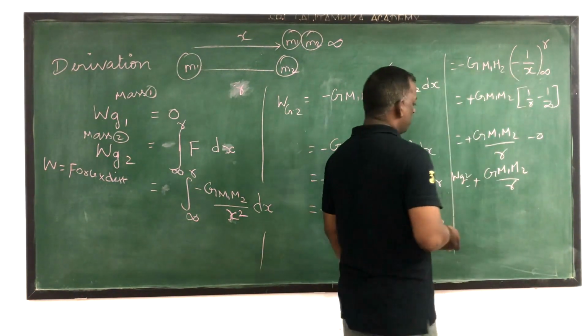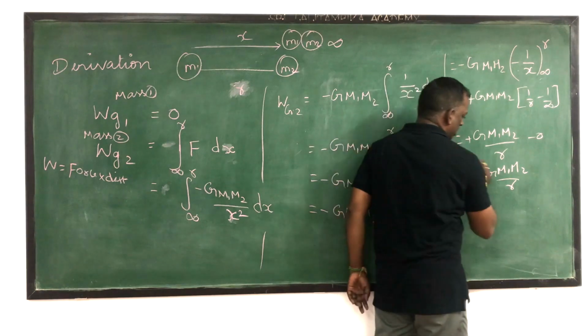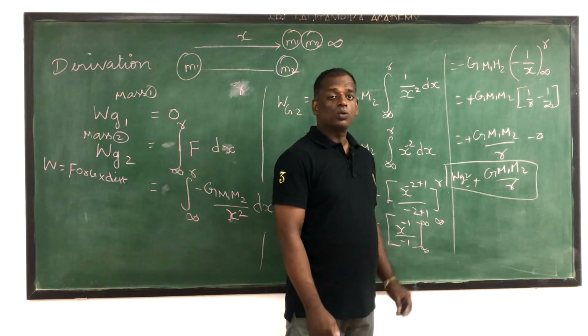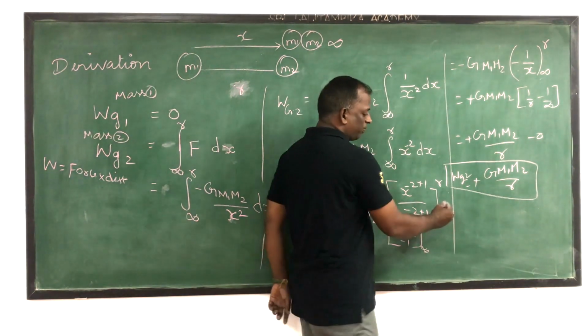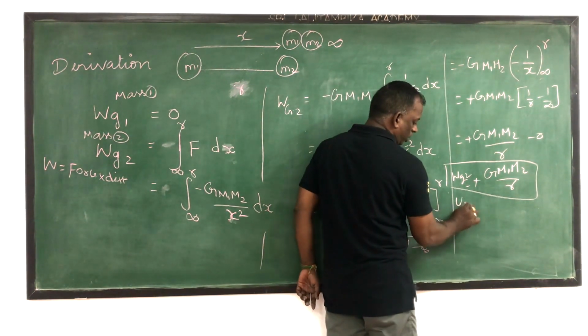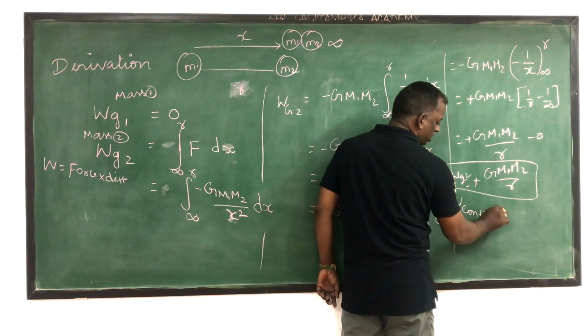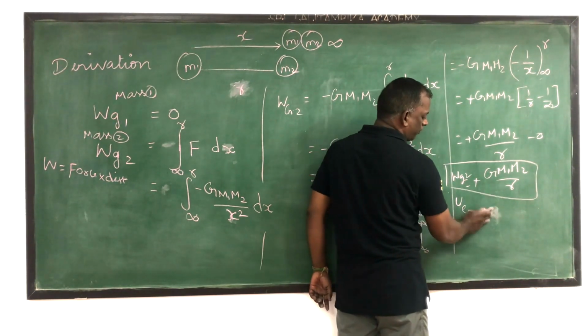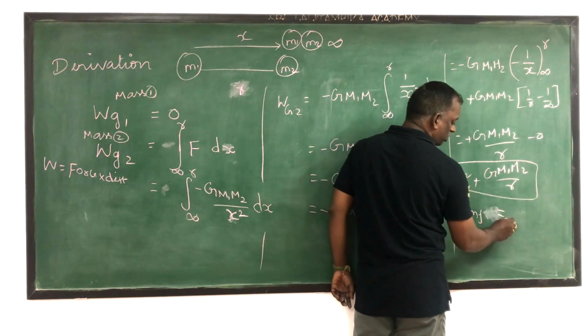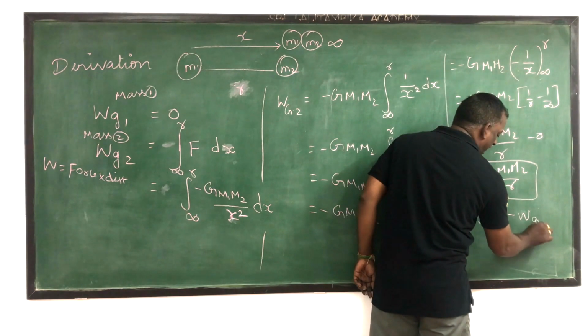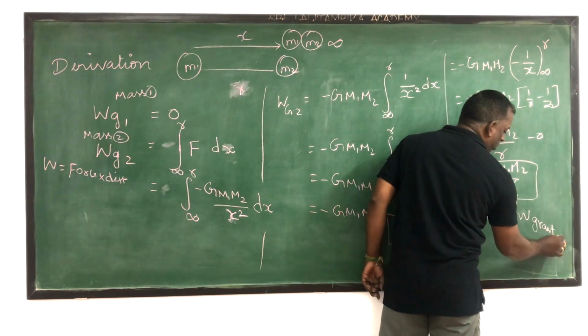So this is the work done in bringing the mass 2. ரெண்டாவது மாஸ் கொண்டு வரதுக்கு work done எவ்வளவு ஆச்சு? This is G m1 m2 by r. So what is the actual formula? So work done with potential energy is equal to U configuration minus U infinity. U infinity is 0. So which is equal to minus the work done by the gravitational force.